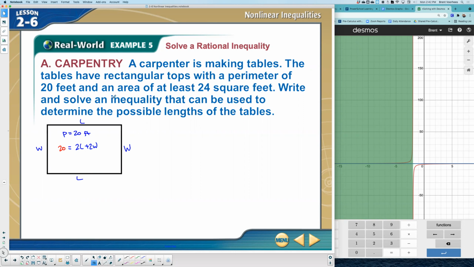There's that formula. And it says we have an area of at least 24 square feet. So area is at least 24 square feet. Does that mean area could be bigger than 24 or less than 24? Bigger. So it could be equal to 24 or it could be bigger than 24 feet squared. What is the formula for area? Length times width. So area would be length times width, but we know our number needs to be 24, with 24 getting the smaller end of the symbol. So we'd simplify: 24 is less than or equal to the length times the width.